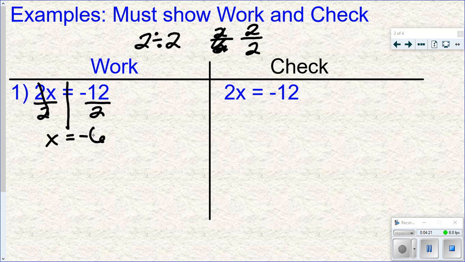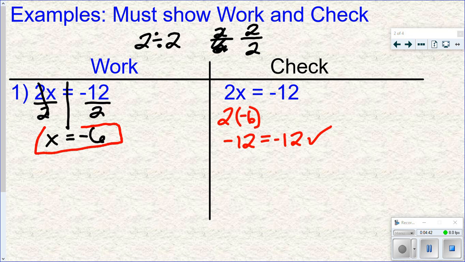So I can check this to see if it's right. I'll go over here and plug in negative 6 for x. And what I'm looking for is, is 2 times negative 6 equal to negative 12? Well, if you put that in your calculator, you'll get negative 12. And so, yes, it is equal to negative 12. So I know that I got the correct answer. And so the answer is that x is equal to negative 6.